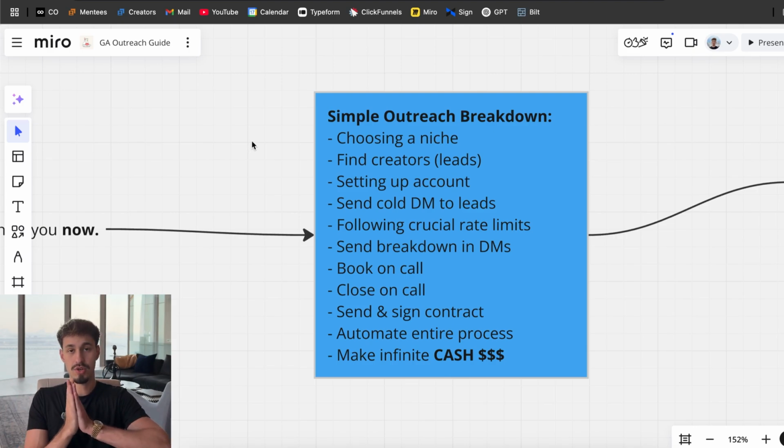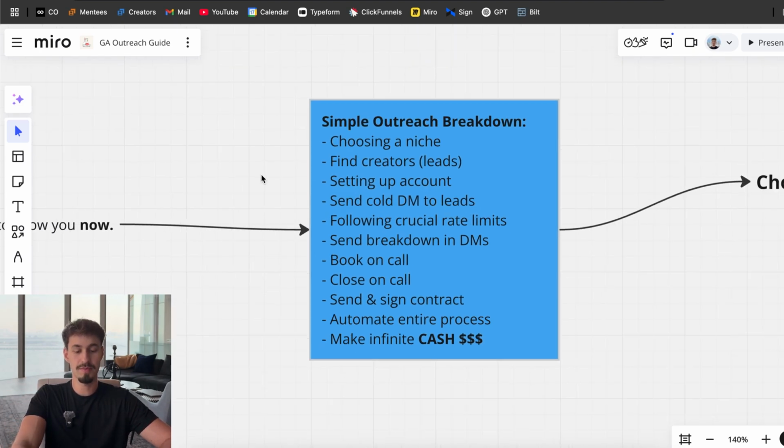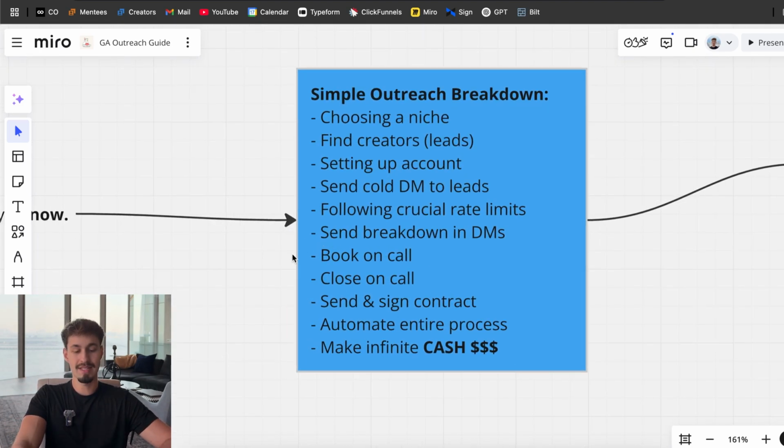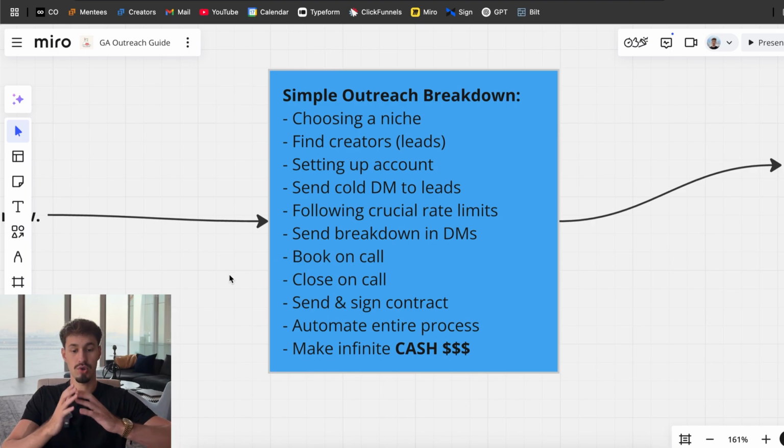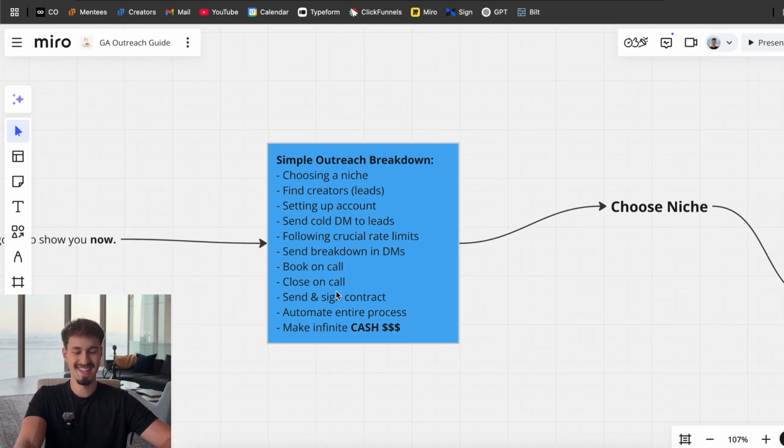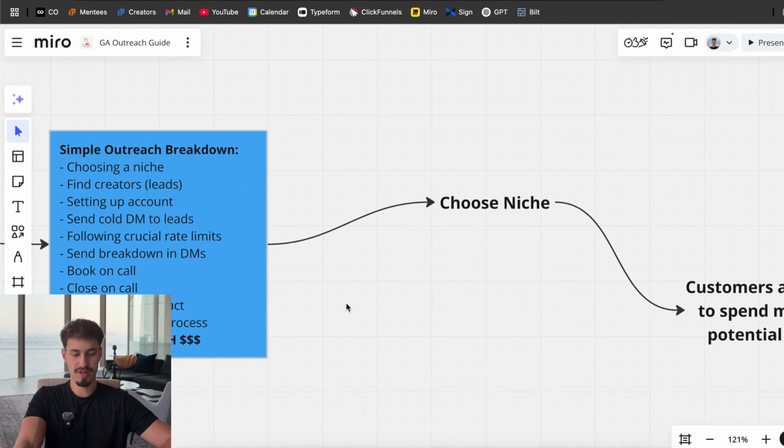Okay, following the crucial rate limits, because Instagram does have rate limits. You can't just blast infinite DMs. I know exactly what they are, so I'm going to show you. Sending a breakdown to them in DMs, which is basically a video showing what you're going to do. Booking them on a call, closing them on the call, getting them on contract, automating the entire outreach process, and then making infinite cash. I hope you guys like that last bullet point, because I sure do.